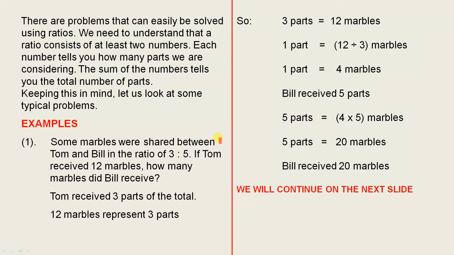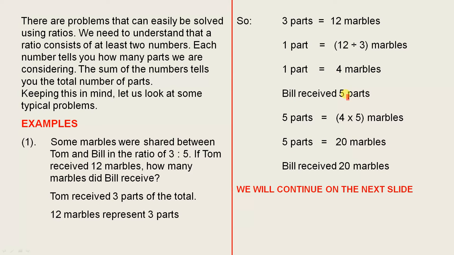Let's look at the first example. Some marbles were shared between Tom and Bill in the ratio 3:5. If Tom received 12 marbles, how many marbles did Bill receive? Okay, so let's put down some information that we know. Tom received 3 parts of the total because Tom was mentioned first, so the 3 refers to Tom. So 12 marbles represents 3 parts. So 3 parts equals 12 marbles, therefore 1 part will be 12 divided by 3 marbles, so 1 part is 4 marbles.